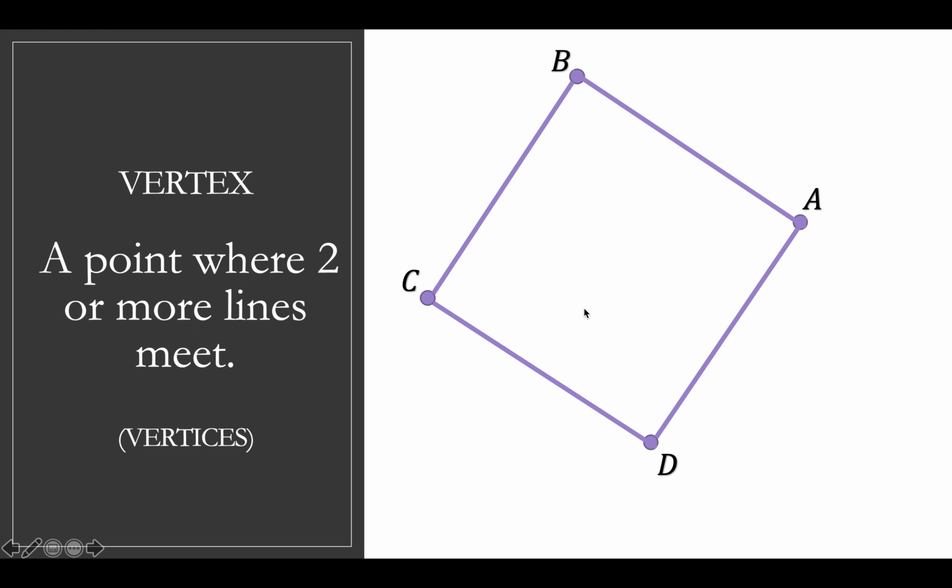And then all polygons can be named by their vertices. So we would just call this polygon ABCD. And that's how we would name it.